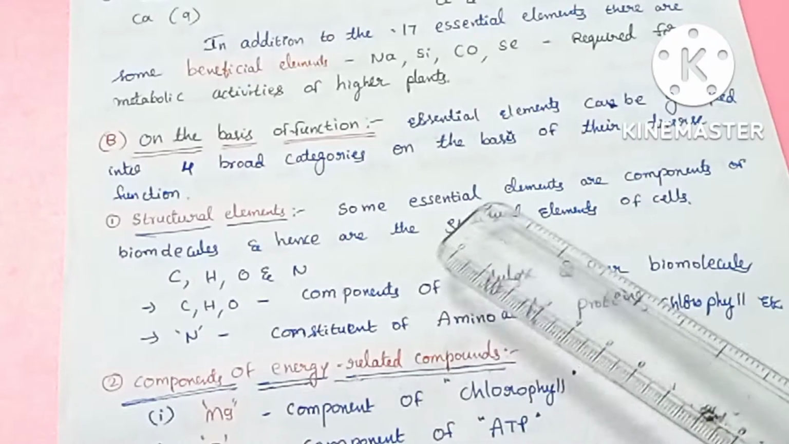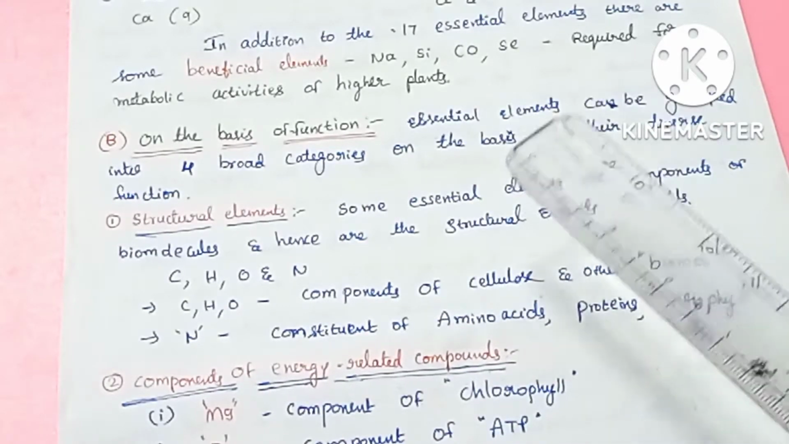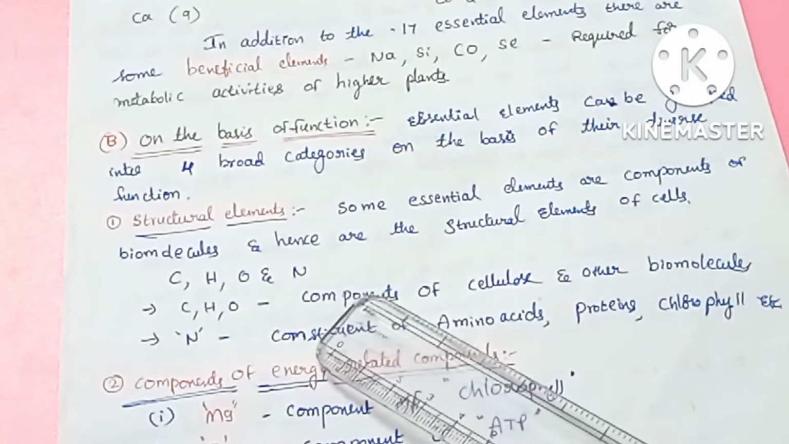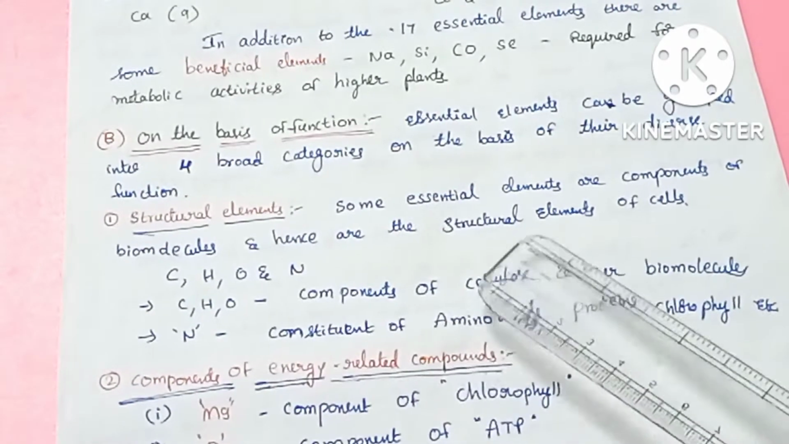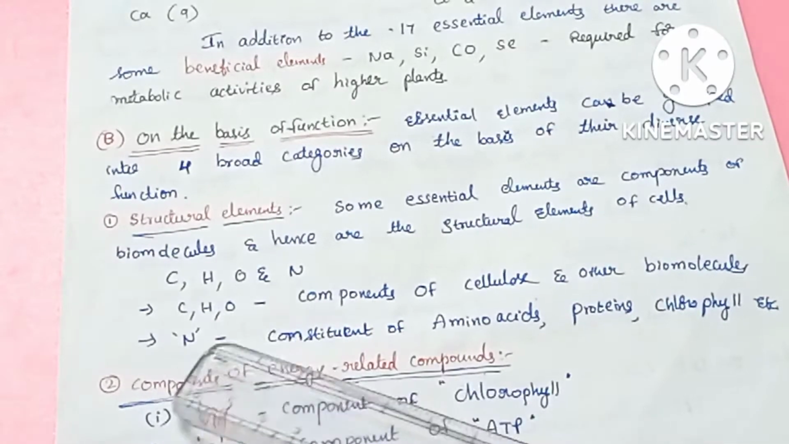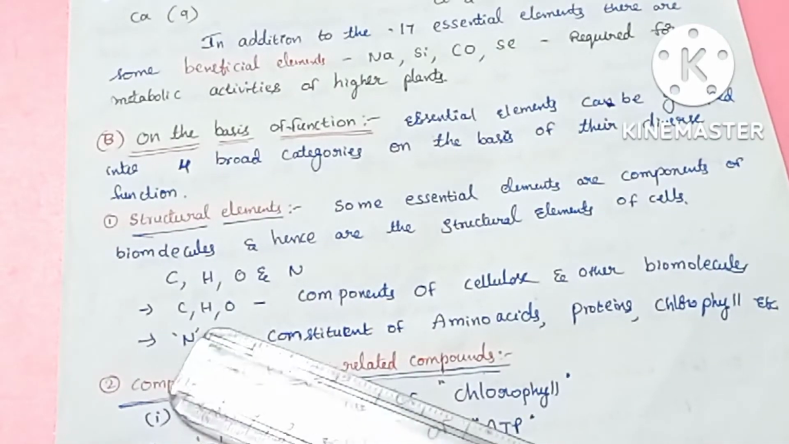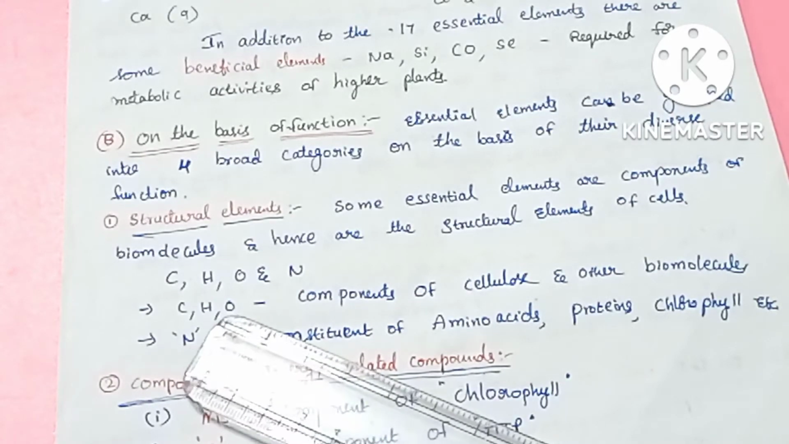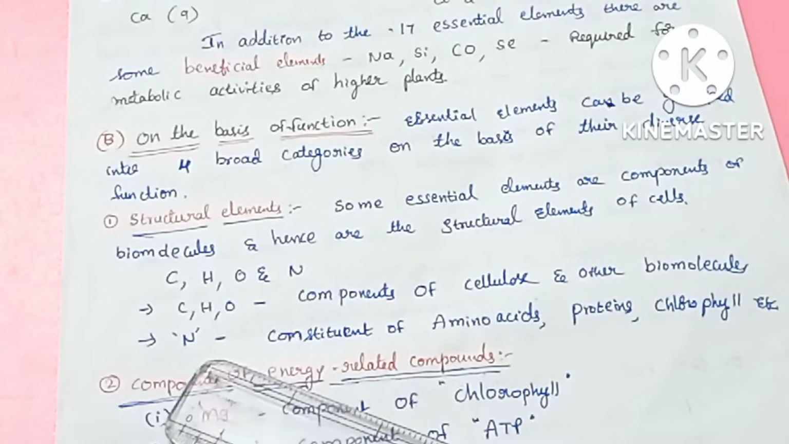We know the whole cell body is made up of several biomolecules, right? And these structural elements are the constituents of the biomolecules. Hence these structural elements are present in the plant body and also in the cells. What are the examples of these structural elements? There are 4 elements: carbon, hydrogen, oxygen and nitrogen are called structural elements.